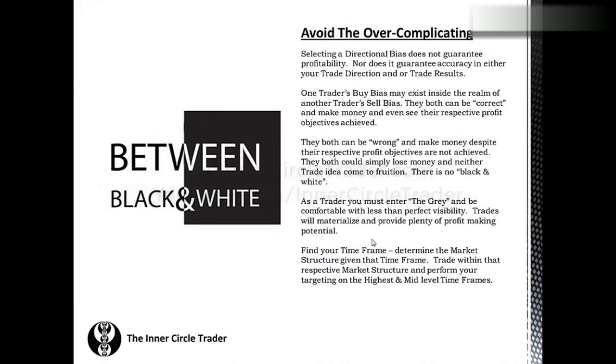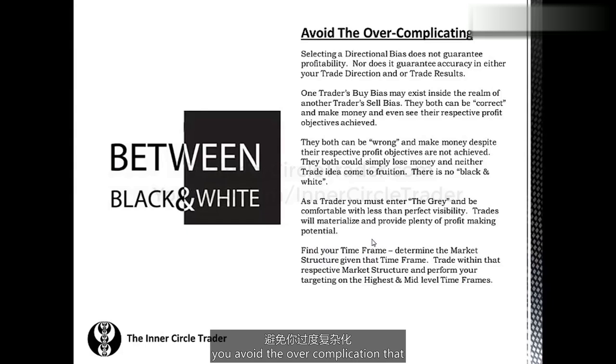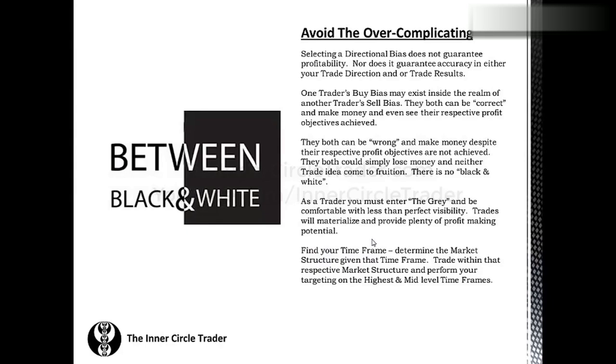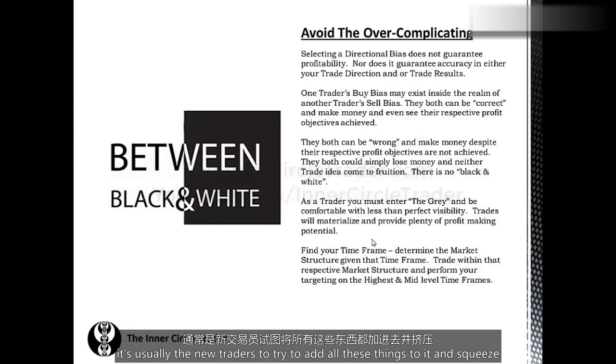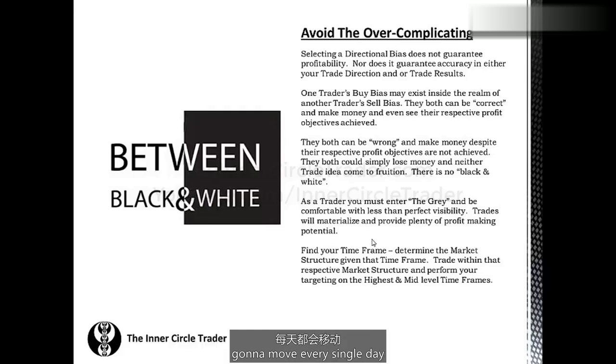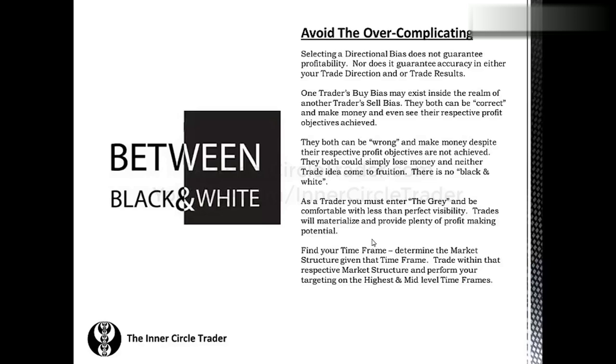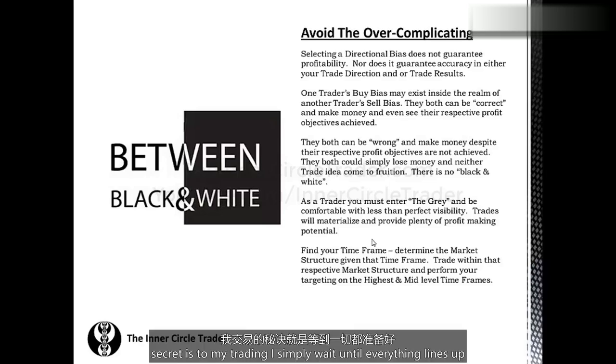All right, obviously this is a very simple approach to dealing with directional bias, but it's meant to help you avoid the overcomplication that tends to happen with traders. It's usually the new traders that try to add all these things to it and squeeze all the tools into giving them a directional bias, with the expectation, falsely, that they're going to always know what direction the market's going to move every single day. And I'm going to tell you guys, I've been doing this almost 20 years and I don't get it right every single day. You know what the secret is to my trading?